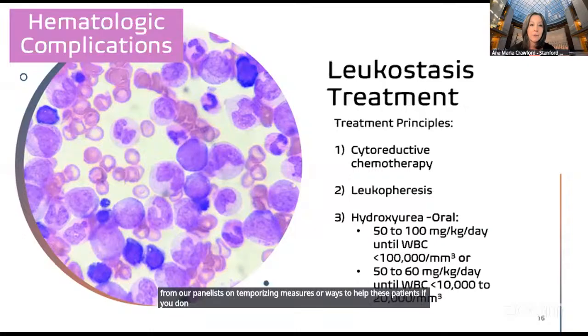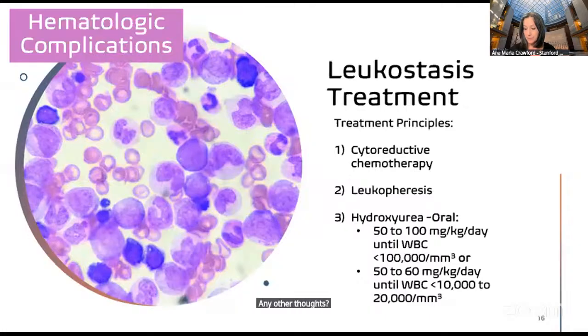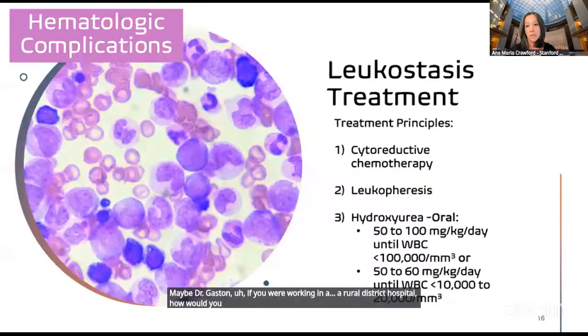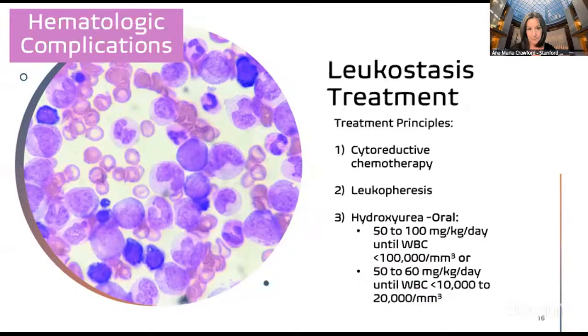Are there any other ideas from our panelists on temporizing measures or ways to help these patients if you don't have leukapheresis or plasmapheresis? Any other thoughts? Maybe Dr. Gaston, if you were working in a rural district hospital, how would you manage this patient and getting access? Or Dr. Jackson or Dr. Toby? Dr. Fred?